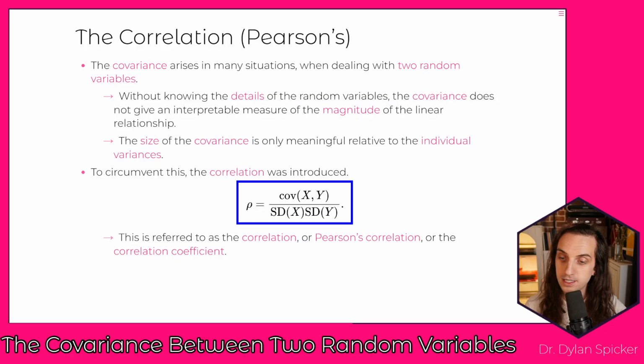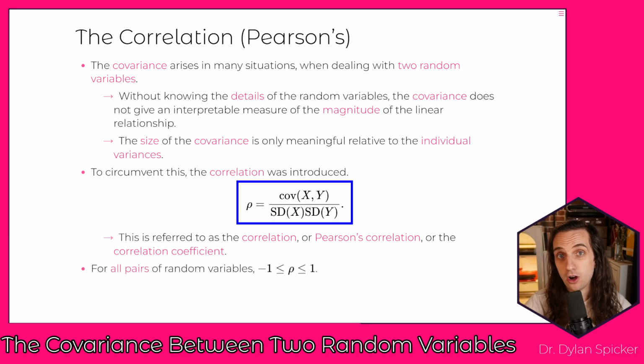And so in particular, the correlation, or Pearson's correlation, or the correlation coefficient, all of these words refer to the same term, is going to be such that it always falls between -1 and +1. Okay? The closer it is to -1, the stronger the negative relationship. The closer it is to +1, the stronger the positive relationship. The closer it is to 0, the weaker the relationship is in general.